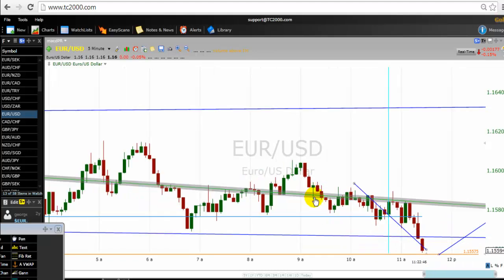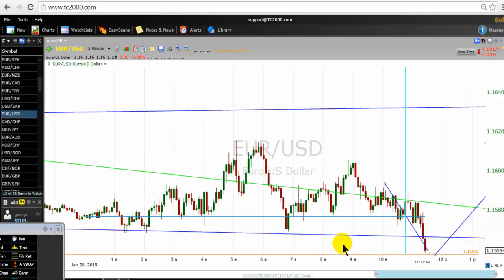This area also is offering me a low risk entry point because I want to use 30 pip or 35 pip for this trade. So it would be nice if it changes direction here.